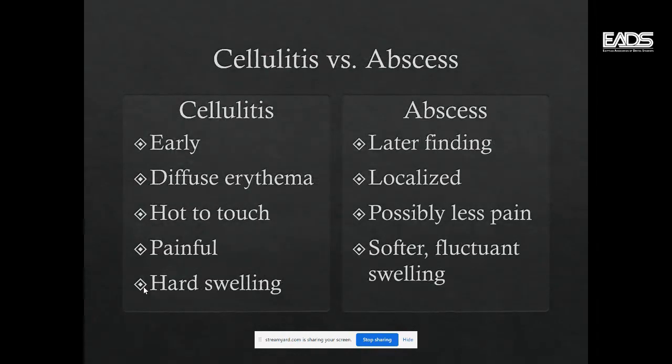So what are the differences between cellulitis and abscess? Cellulitis is usually early, diffuse erythema. It is usually painful and very hard and very hot to touch. If you see this, most of the time it will still be the early infection, in cellulitis form. Later on, it becomes the abscess, which is localized and possibly less painful, but sometimes you can still have a lot of pain, and the swelling is usually softer and fluctuant. It's not very hard.